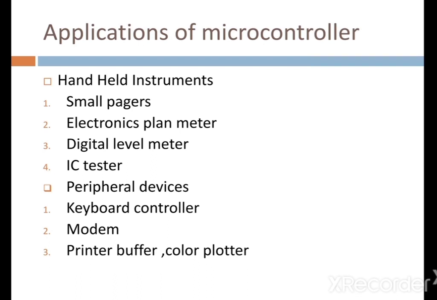Microcontroller applications are divided into different categories. First one is handheld instruments, like small pagers, electronic plan meters, digital level meters, IC tester, etc. Then next category is peripheral devices, that means keyboard, mouse, monitor, etc. In peripheral devices, first keyboard controller, then modem, that means modulator, demodulator, this is used in a router, then printer buffer, color plotter, etc.